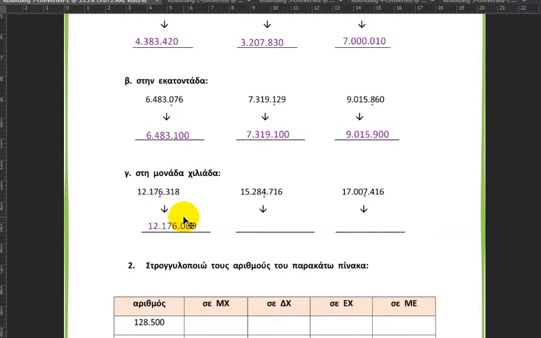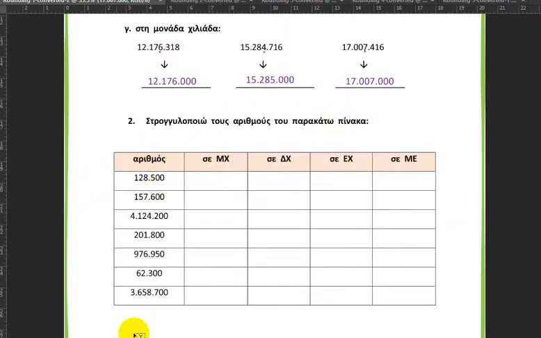12,176,000. Next, 7 is a big number, so this becomes 15,285,000. Here 4 is a small number, so here we get 17,007,000.